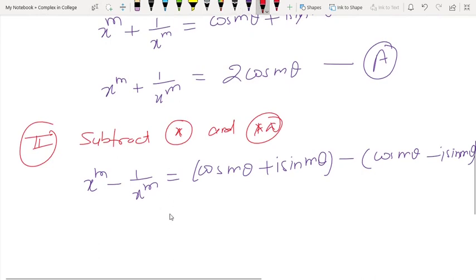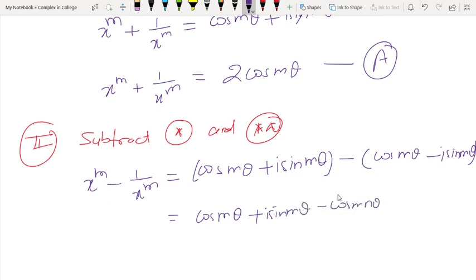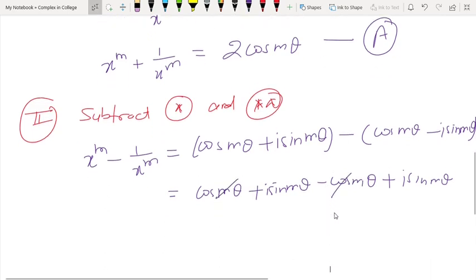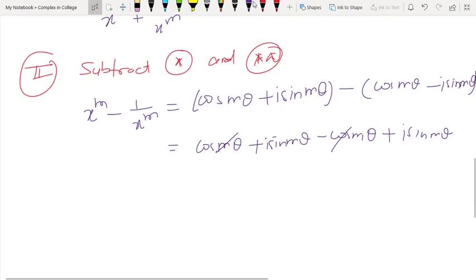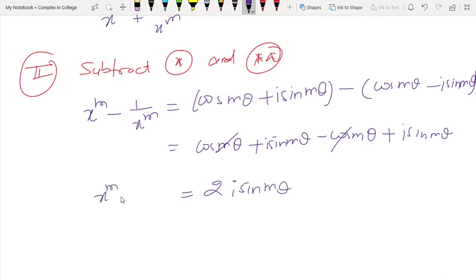Let's proceed further. Now what will you write here? You need to just simplify by the normal mathematical steps. Cos m theta plus i sin m theta minus cos m theta, sorry, minus cos m theta minus minus plus i sin m theta. So what will cancel out from here? Cos m theta, because of opposite signs, and we now have equal to 2i sin m theta. x raised to m minus 1 upon x raised to m.